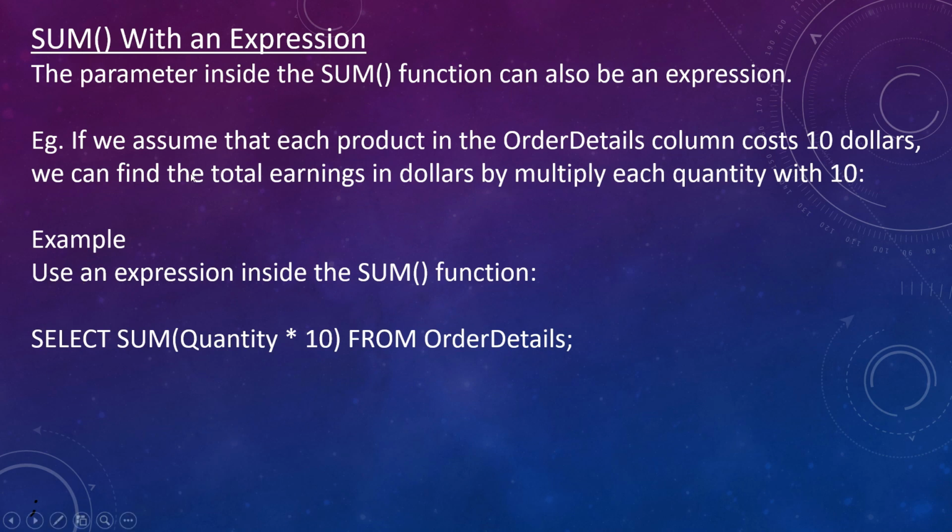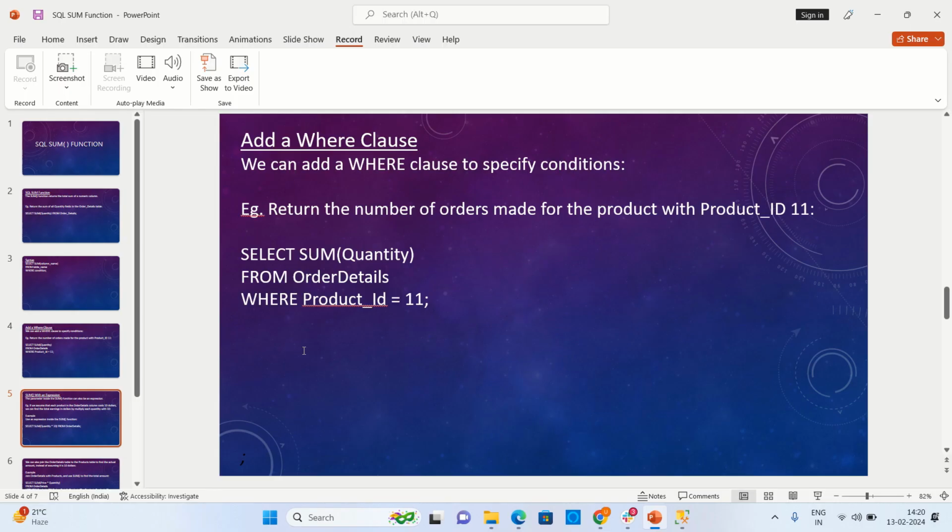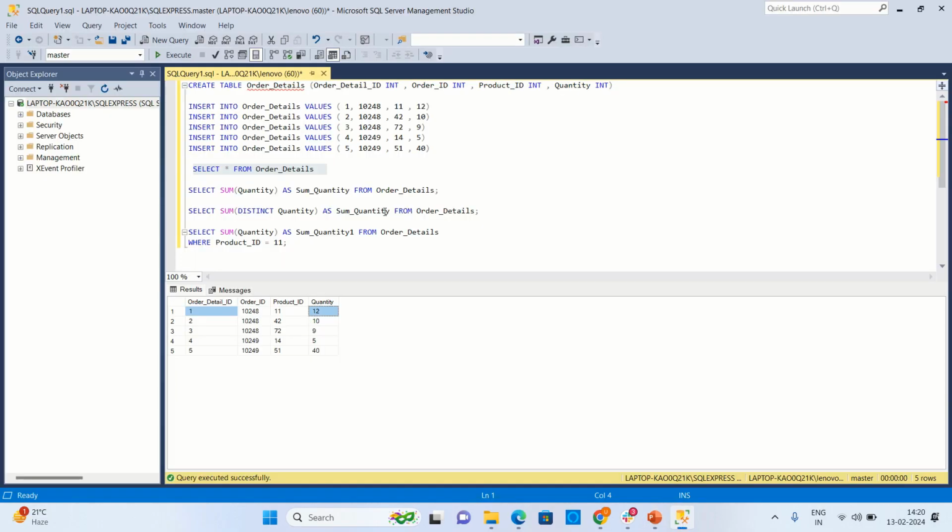And for example, if I assume that each product in the order detail column costs $10, then we can find total earnings in dollars by multiplying each quantity with 10. So this is how we can write the query: select sum, and then we can multiply inside this bracket itself, inside the sum function. So let's see by taking one example. This is the query that I will change to understand this particular use case. So I will multiply this with 10.